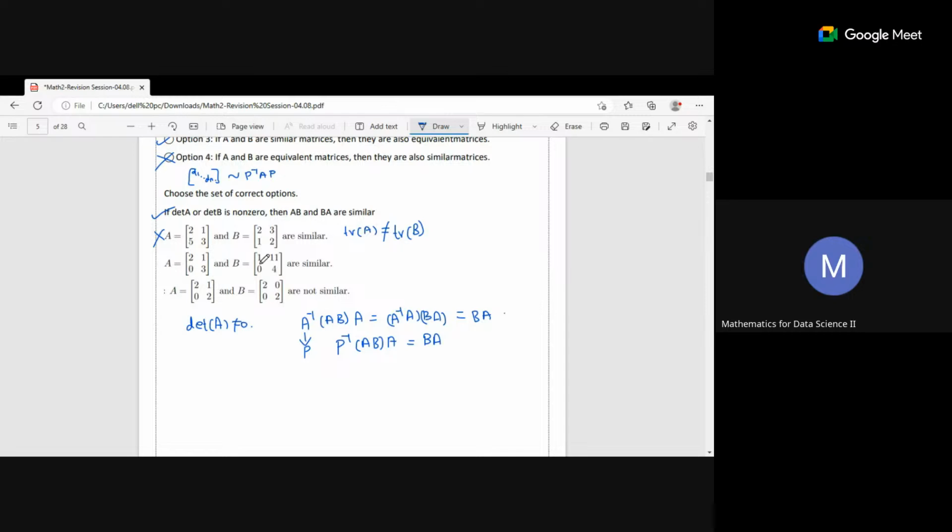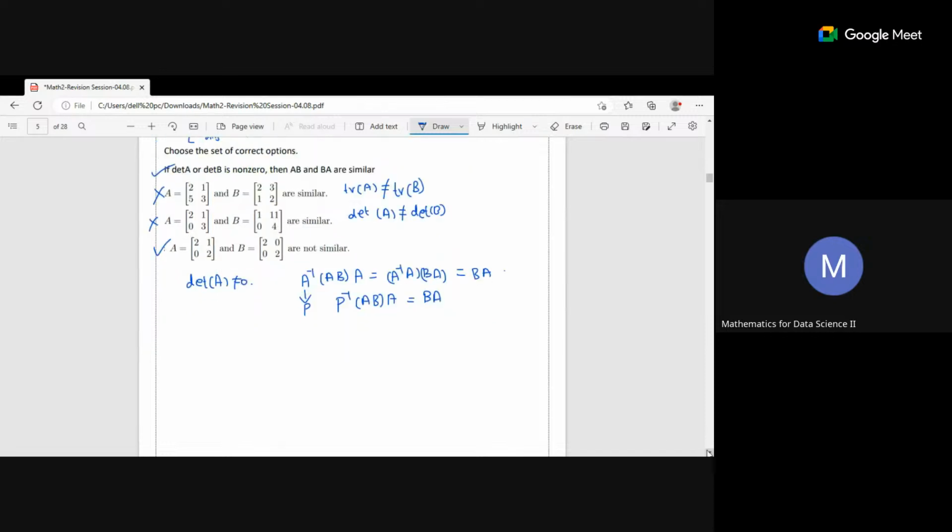What about this one? The traces are same. But what about the determinant? Different. So determinant of A not equal to determinant of B, so they are not similar. What about these two? Scalar matrix. They are not similar as mentioned, so it is true. This is what we just saw before. So this is a scalar matrix, so it cannot be similar to any other matrix.